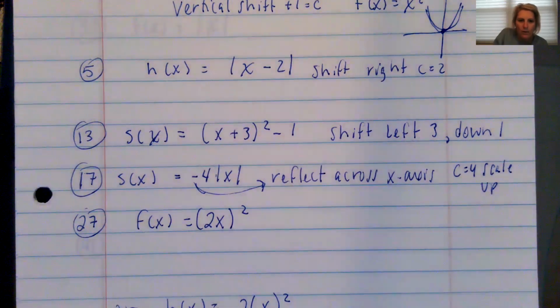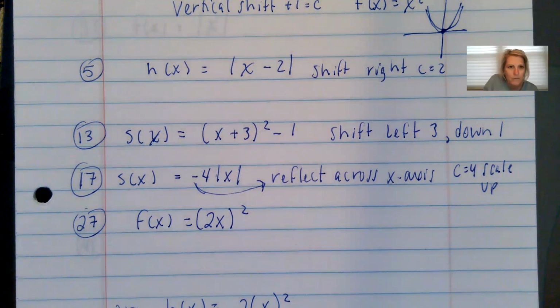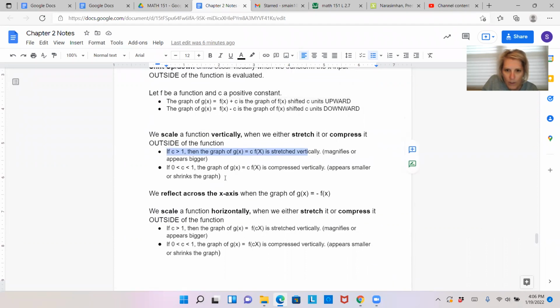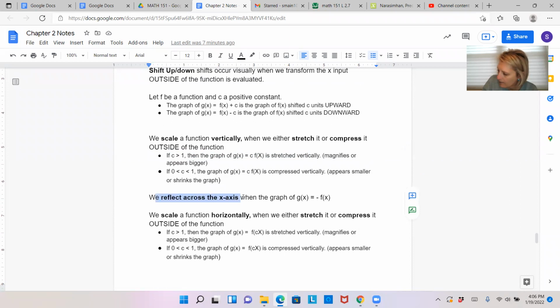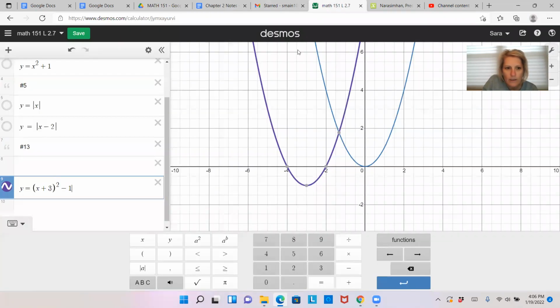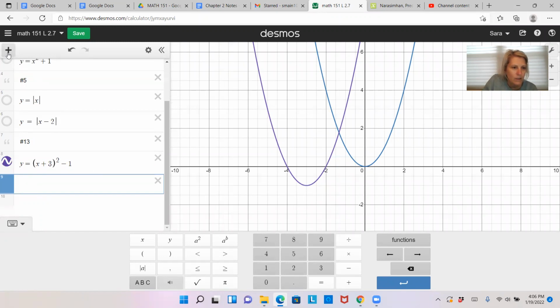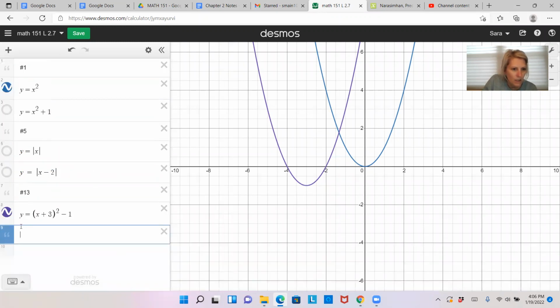So let's go to our base function in the notes we have here. So we're scaling up. It's this one here. It's going to magnify it. And then we are reflecting across the x-axis right here. So let's go to Desmos here. And this is number 17.